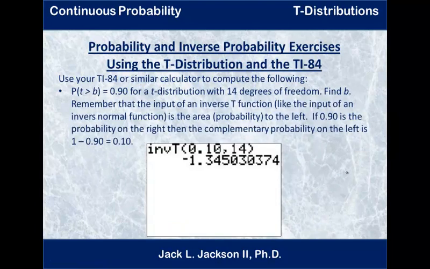So next one is the probability that t is greater than b is 0.90 for a t distribution, 14 degrees of freedom. Find b. Remember that the input of an inverse t function, like the input of an inverse normal function, is the area or probability to the left of that value. If 0.9 is the area to the right, remember the total area is 1, so you get 1 minus 0.9, or 0.10, to the left. So what we're going to need to put in is 0.10, the complementary probability. So we have an inverse t of 0.1, comma, 14 degrees of freedom, and we get a t value of negative 1.345.